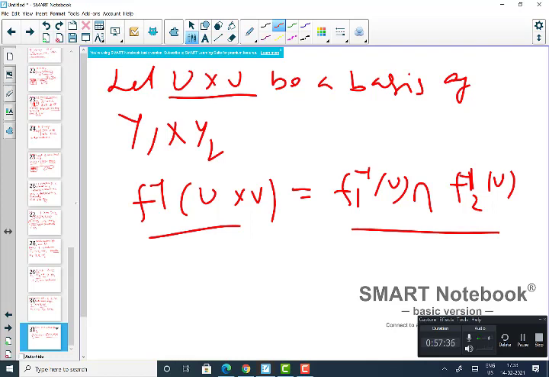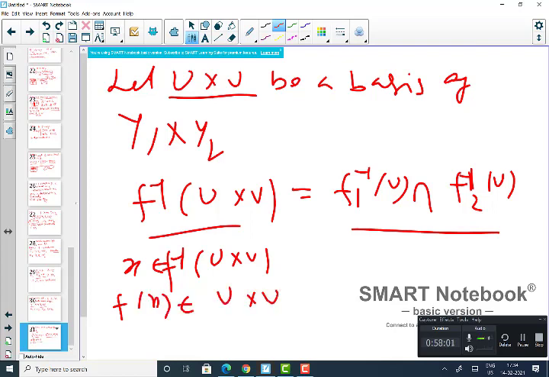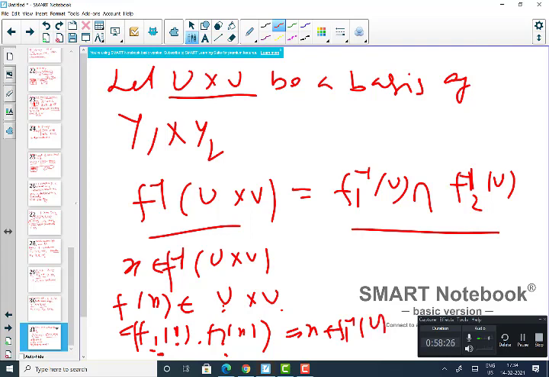So for example, you choose some point x inside f inverse of u cross v. So that means f of x is inside u cross v, right? Now f of x is nothing but (f1 x, f2 x), by definition. So that means f1 x has to be inside u, and f2 x has to be inside v. So f1 x inside u means x has to be inside f1 inverse of u. Similarly, x has to be inside f2 inverse of v, right? And hence this is inside this. This is obvious, right? The other part is also obvious by definition, that this intersection is always inside this.